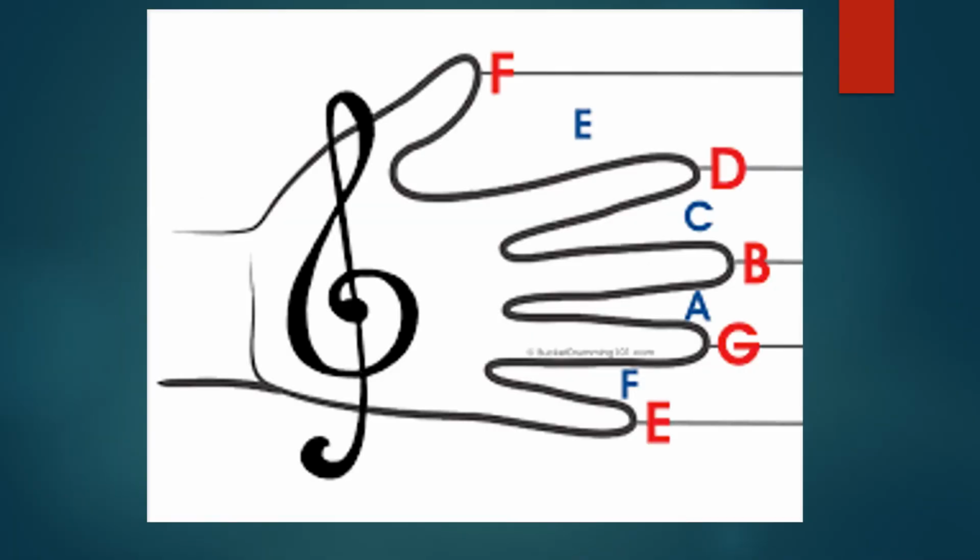We can also use our hand to identify the letter names of the lines and spaces of the G clef staff. The fingers represent the lines and the spaces between our fingers are the spaces. Now, let us practice to identify the musical alphabet on the G clef staff.